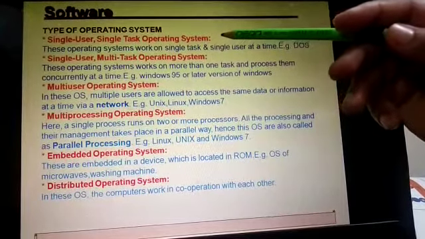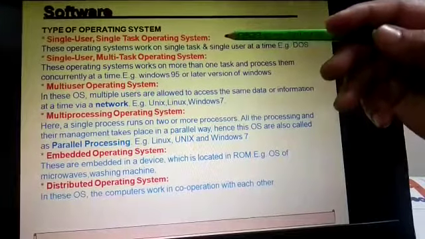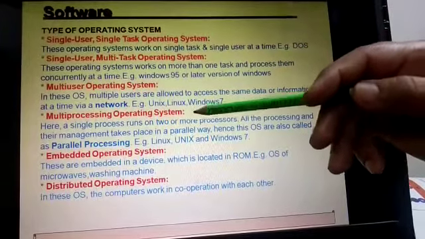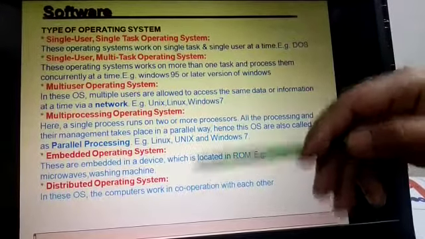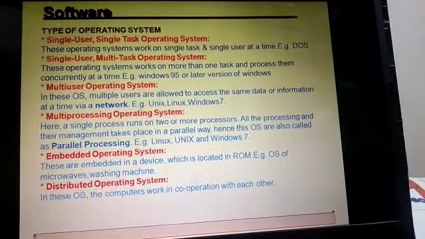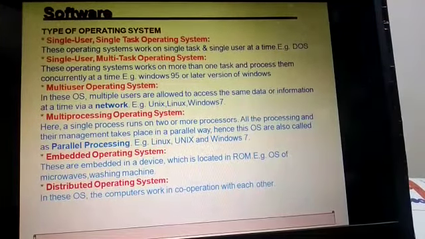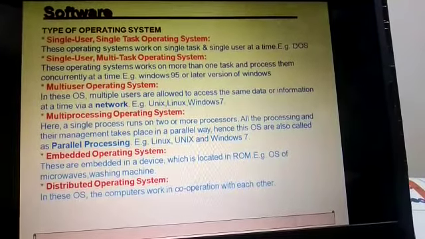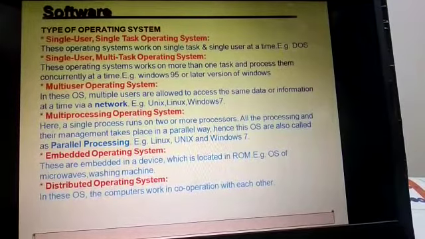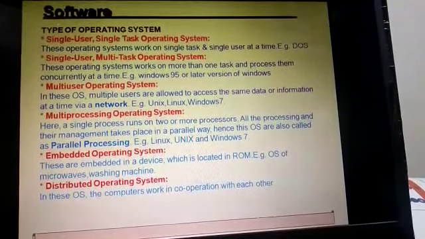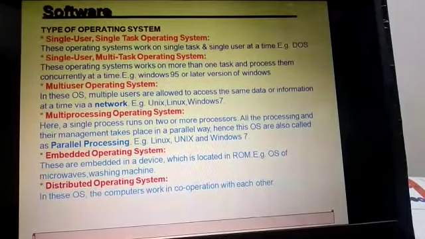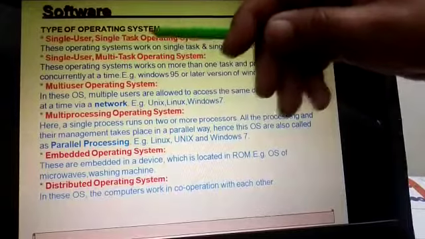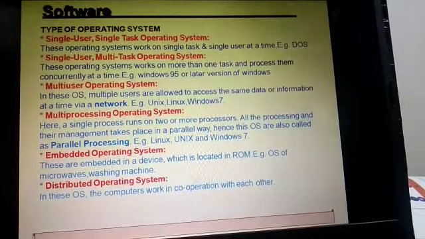Types of operating system: single user single task, multi-user, multitask, multi-processing, embedded operating system, and distributed operating system. Here I would like to talk about the term task. A task is a type of operation performed by the computer. If a computer is used by only one person and it is performing only one operation, we term it a single user, single task operating system.